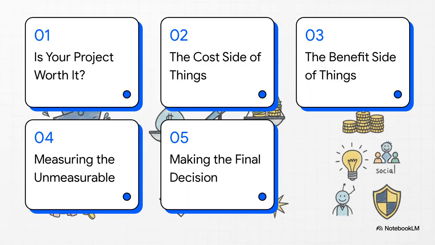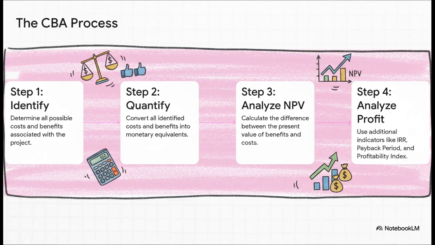Okay, so here's how we're going to break this down. First, we'll ask if your project is worth it. Then we'll get into the cost side of things, followed by the benefits. After that, we'll tackle how to measure the stuff that's hard to measure. And finally, we'll talk about making that final decision. Let's get started.